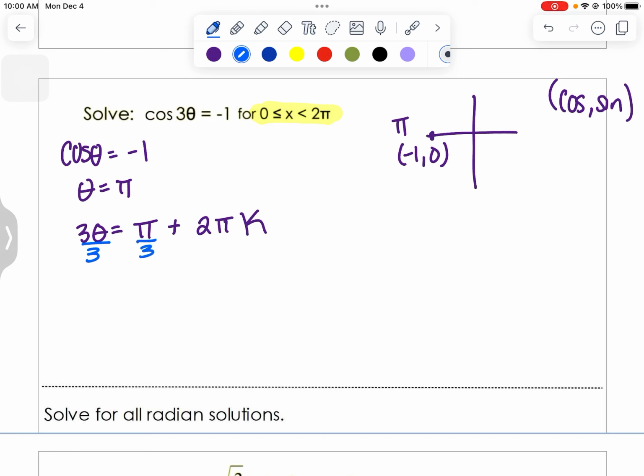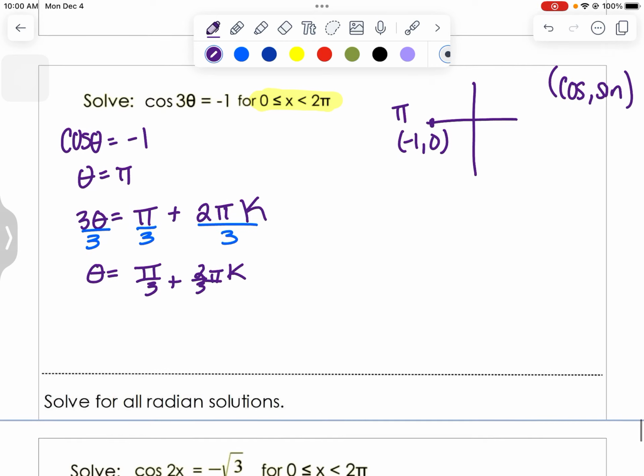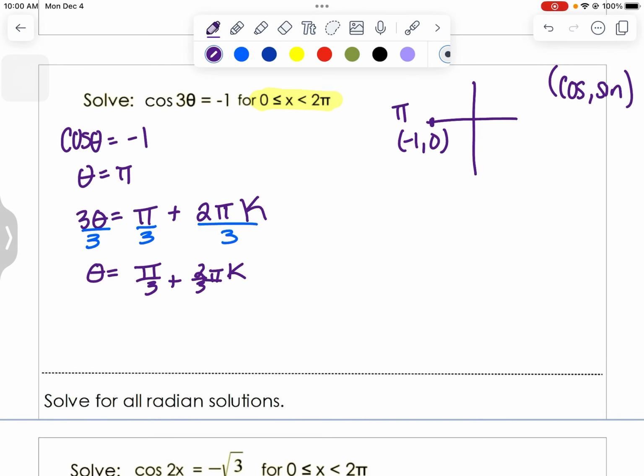So we're going to divide by 3 to solve for theta. Two-thirds pi, or 2 pi over 3. You could write it like that too. Okay. So this would be all of our radian solutions.